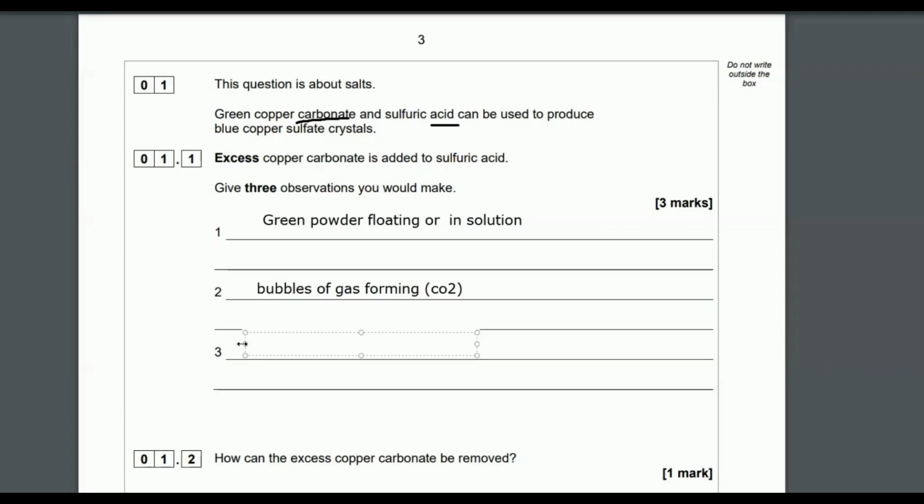What else would we see? Well, if you react copper carbonate with sulfuric acid, you're going to make copper sulfate. So we're going to say copper sulfate solution forming, which is blue. You should know you've used copper sulfate before in class, and that's blue. So there's quite a few different things you could say that you would see. Of course, you could say I'd see bubbles and then the bubbles would stop, or I'll see the solution turn from colorless to blue because it starts off colorless. Sulfuric acid is colorless. So there's a whole bunch of stuff you can say. Anyway, this would get you 3 marks.